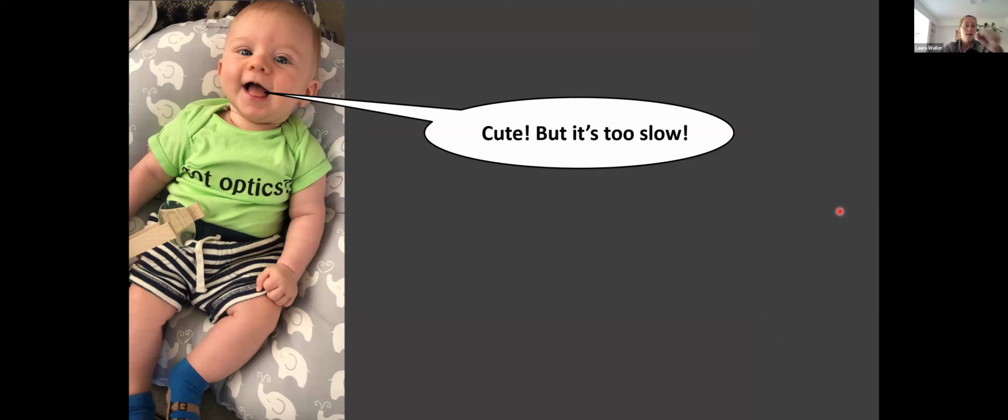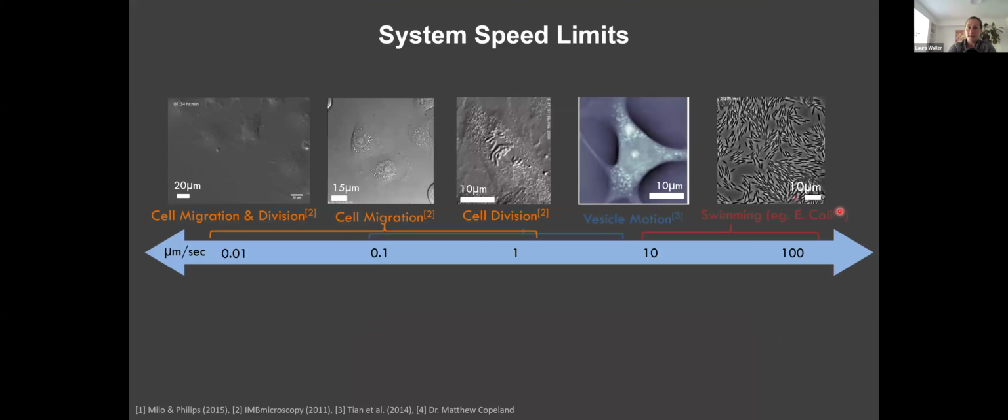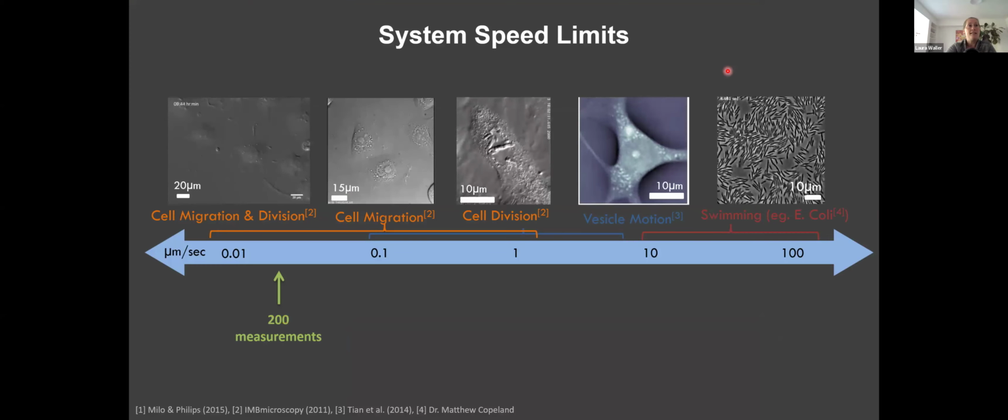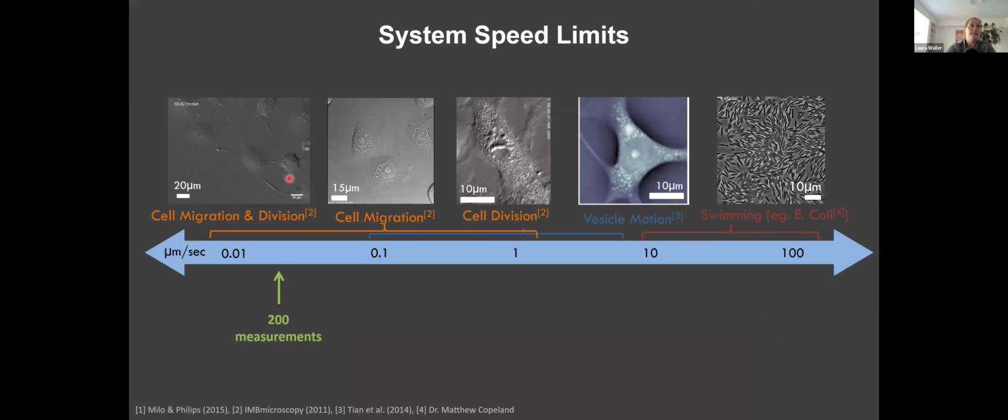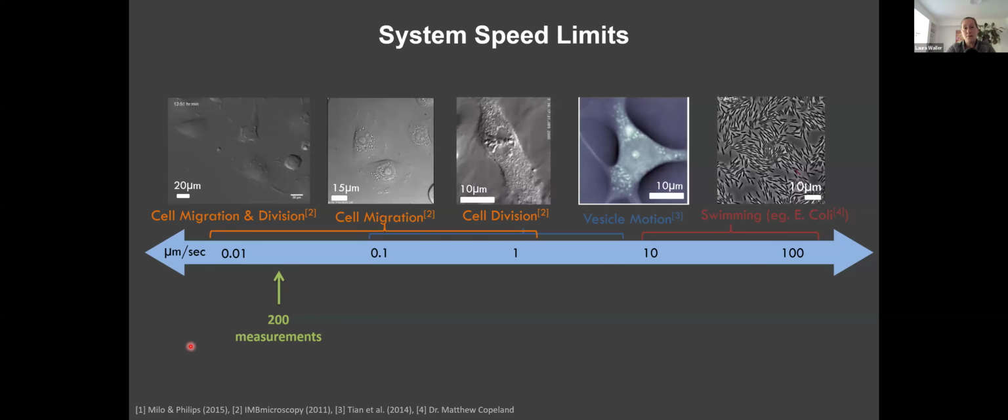Okay, so then I get to the trade-off. So you get good resolution and good field of view, and the sacrifice is time. So you have to think about what samples you're looking at. If your sample is alive and moving, then you really have to think about this, right? So if it's cell migration and division type stuff, really slow type stuff, like the HeLa cells were pretty slow, you can take hundreds of measurements.